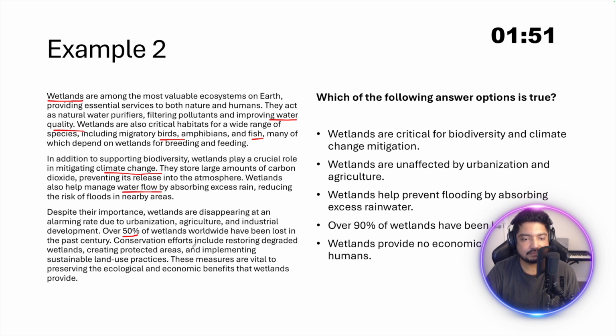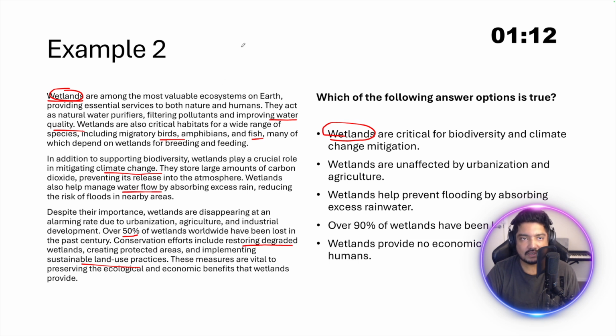Conservation efforts include restoring degraded wetlands, creating protected areas, and implementing sustainable land use practices. These measures are vital to provide the ecological and economic benefits that wetlands provide. Great. So, looking at this text, it's talking about wetlands. I'm going to choose wetlands as my keyword, and based on looking at the answer options as well, all the answer options are talking about wetlands. So, in my head, wetlands makes the most sense to be used as a keyword.